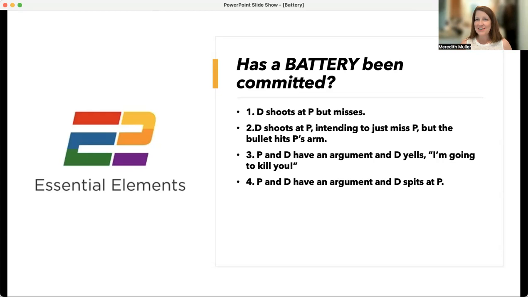Is it intentional contact? Yes. Desire or knowledge to a substantial certainty. Okay. Harm or offense. Spit probably didn't hurt anybody, unless you get some kind of disease or whatever. But you're at least offended. I would be offended if somebody spit on me. Okay, so plaintiff and defendant have an argument and defendant spits at plaintiff.